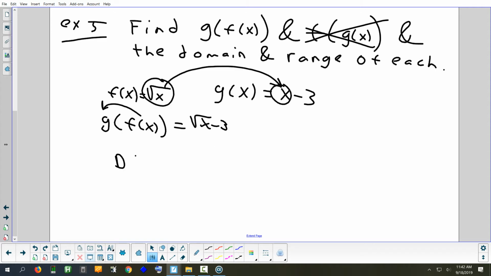Okay, so domain. Start with the inside function. Was there any restriction on f of x? Zach? Cannot be less than 0. Yep, so it has to be greater than or equal to 0. Okay. Is there any restriction on my final answer right there?